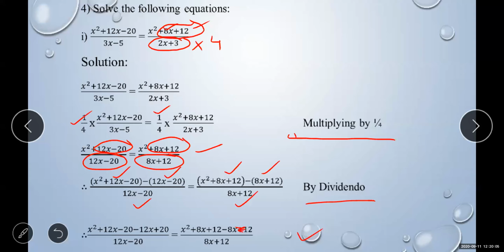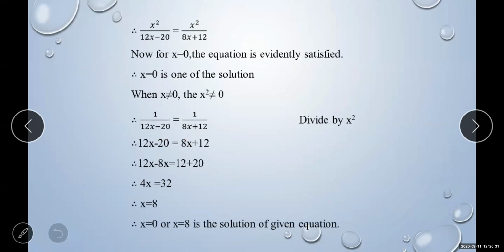Okay. Now you can see just in the numerator sign will change. 12x minus 12x, minus 20 plus 20 cut. Then plus 8x minus 8x, plus 12 minus 12 cut. What is remaining? x square upon 12x minus 20, x square upon 8x plus 12. This much is remaining.